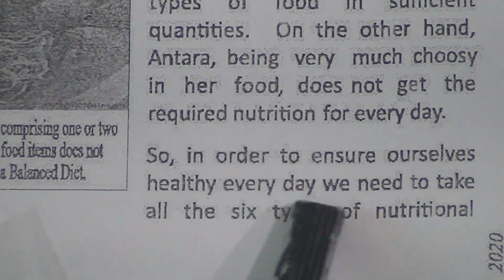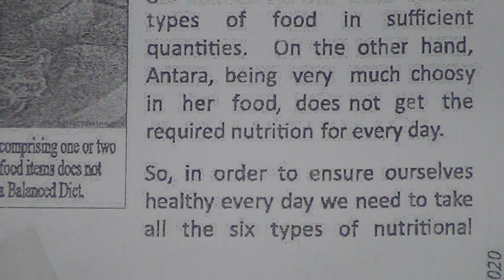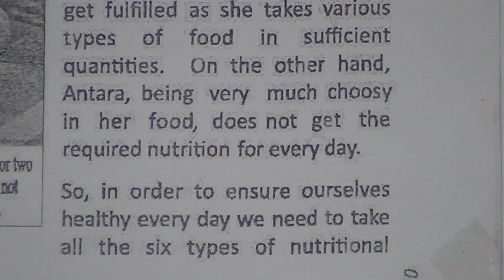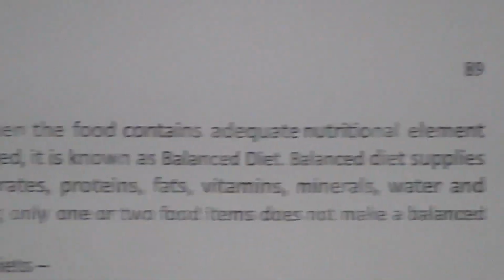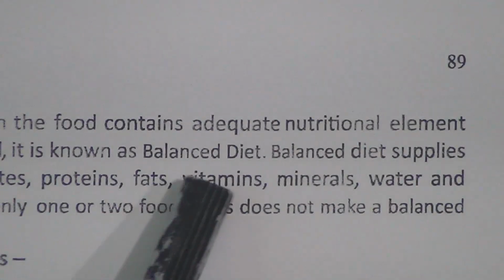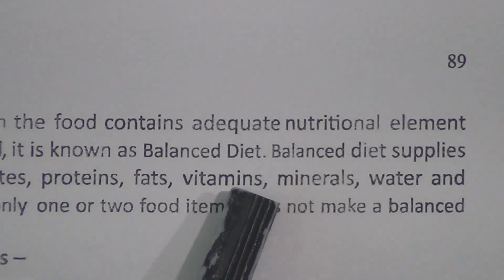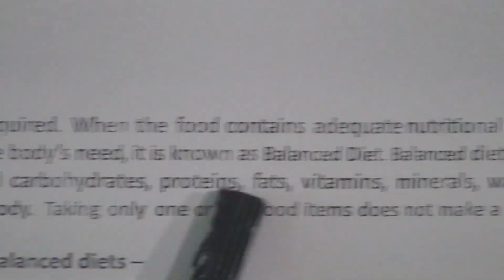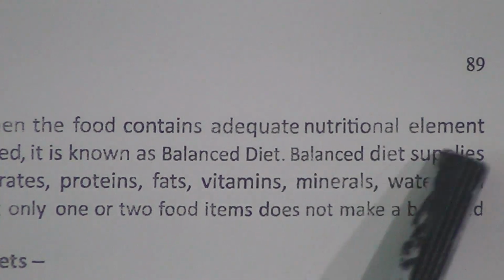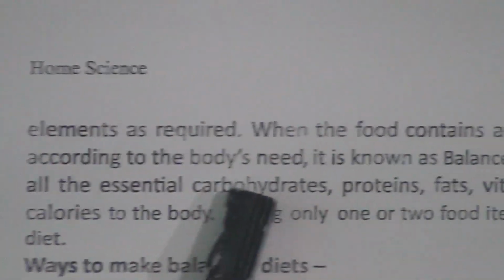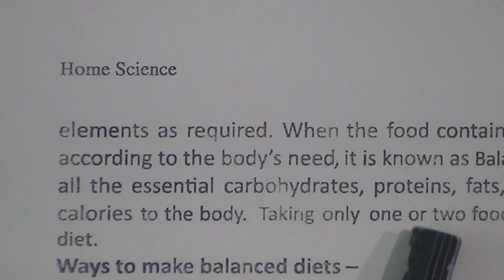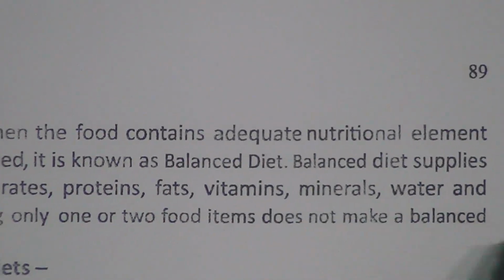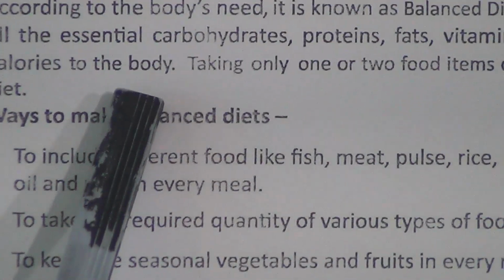So in order to keep ourselves healthy every day, we need to take all the 6 types of nutritional elements as required. When the food contains adequate nutritional elements according to the body's need, it is known as balanced diet. So what is balanced diet? When the food contains adequate nutritional elements according to our body's need, it is called balanced diet. Balanced diet supplies all the essential carbohydrates, proteins, fats, vitamins, minerals, water and calories to the body.